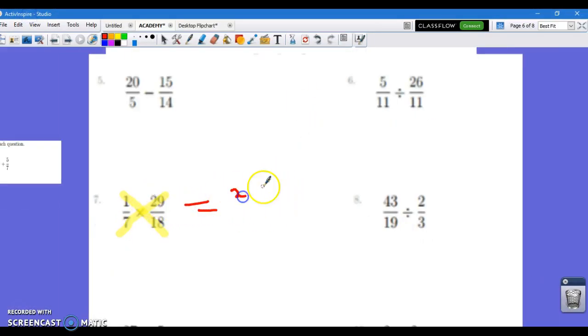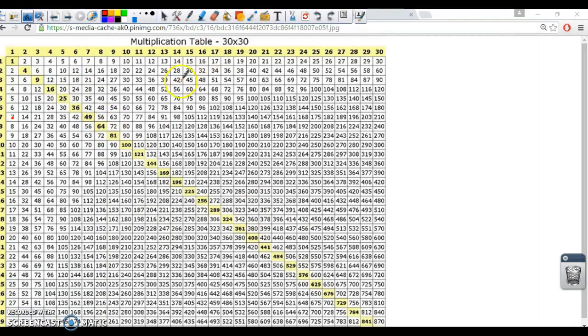1 times 29 is 29. And then you have 7 times 18. 7 times 18, 126. Okay? Now, I'm still not sure if these are multiples of each other. So I can always just take a real look to see if I can find 29. My first 29 is far away. There's 28. 29. See it down there?